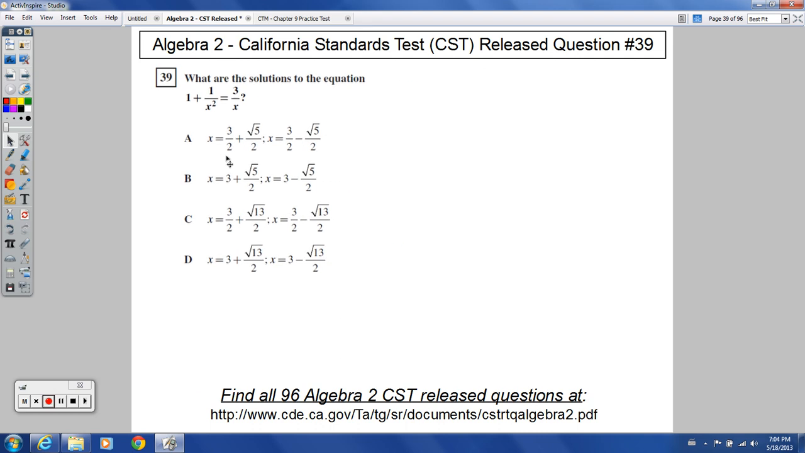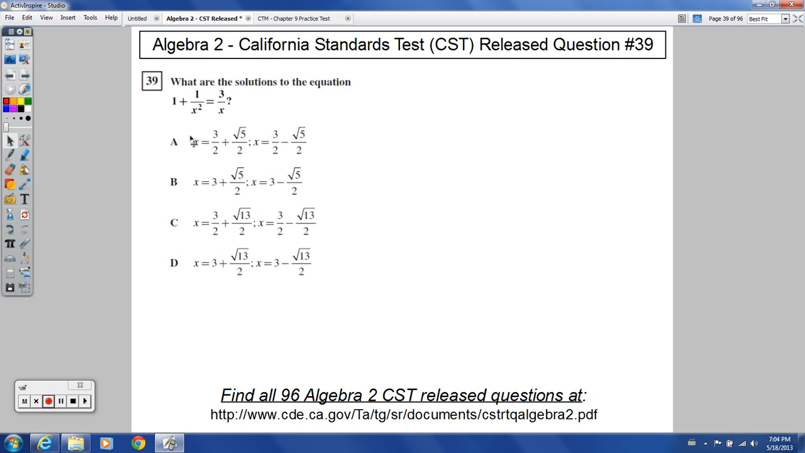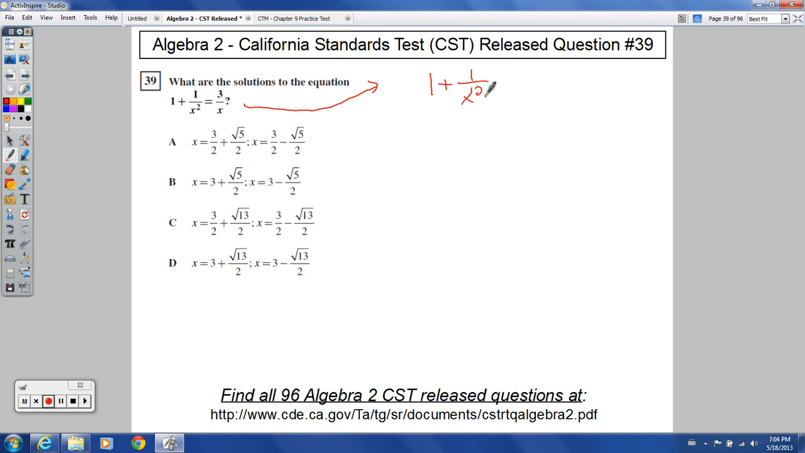This one says that this is a case. What are the solutions to the equation 1 plus 1 over x squared equals 3 over x? With this one, I'm going to need a good amount of space to figure this one out. First of all, I'm just going to rewrite that over here so I have a little more space. I'm purposely leaving a little bit of space here. You'll see why in a moment. But I've got this, I've got that, and I've got this.